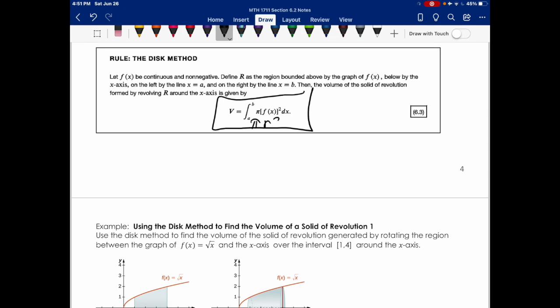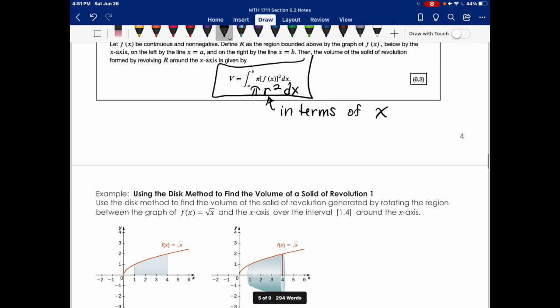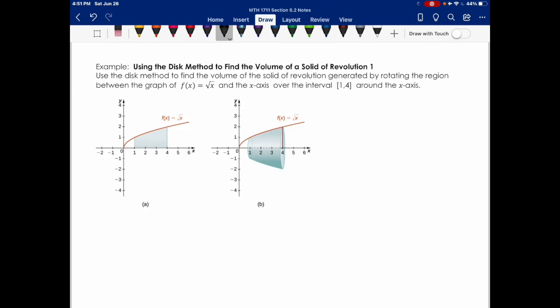You use your function as the radius, because that's how far your disk is going to go, and then you multiply it by pi. So you have pi r squared dx, and your r is going to be written in terms of x when you plug in your function. So let's look at this example. We're going to use the disk method to find the volume of a solid of revolution, and this is the first example. We have two of them.